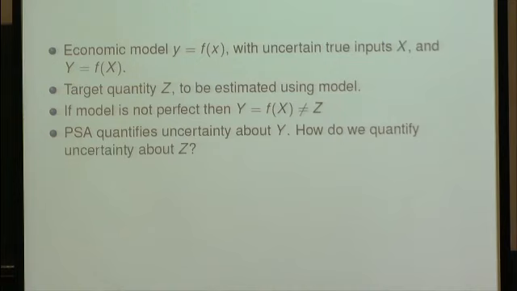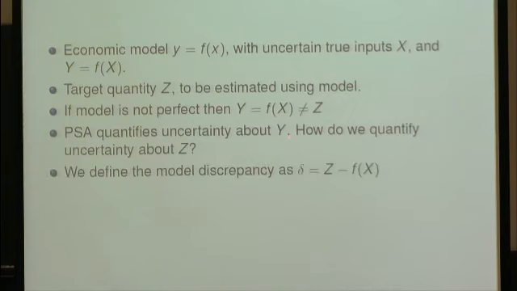Now the uncertainty propagation that I had on the last slide, all that's doing is quantifying uncertainty about y. What we want to really be doing is quantifying uncertainty about the true physical quantity. So how do we do that? We'll define our discrepancy, delta, to be the difference between reality and what our model would tell us if we could plug in the true values of the inputs.